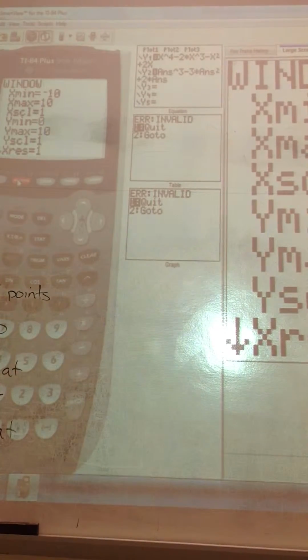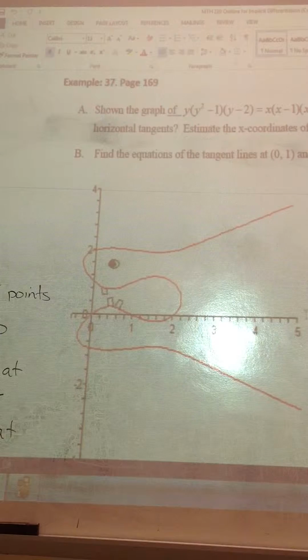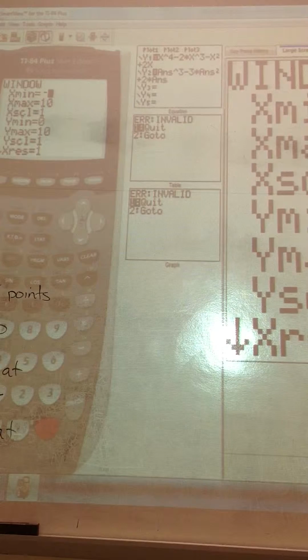Window. Well, from the graph, we should sort of be able to tell. My window's only going from 0 to 5 basically, and 4 to negative 4, yeah, negative 4 to 4. So I'd say negative 1 to 5, just to catch that end of his mouth.